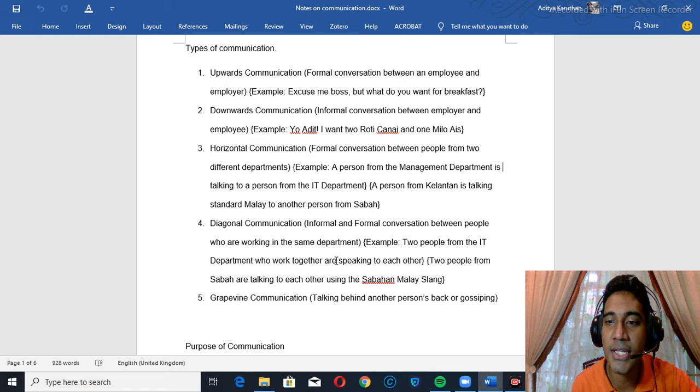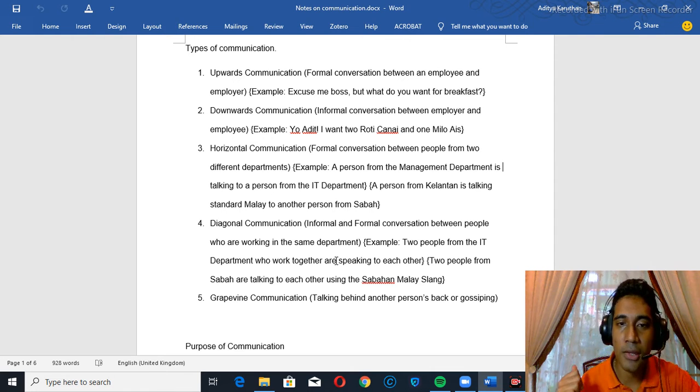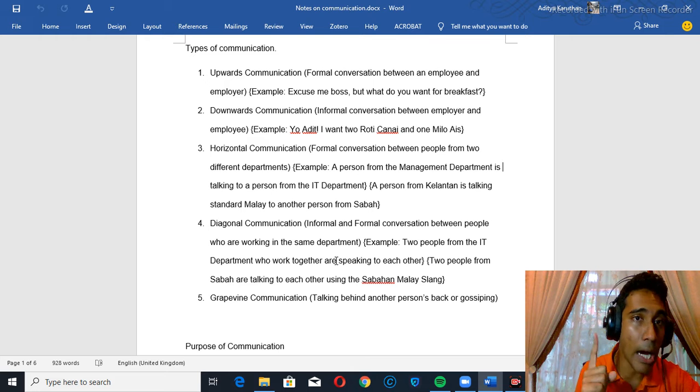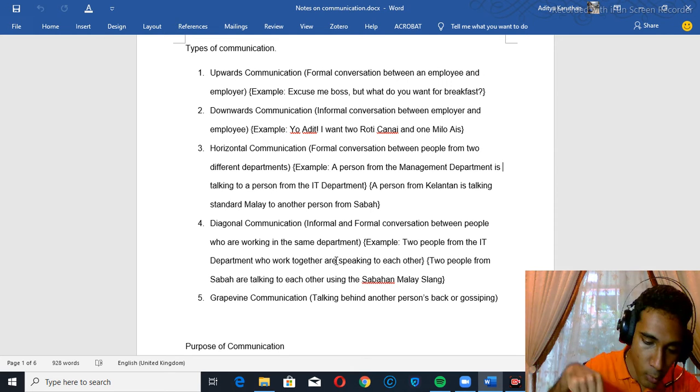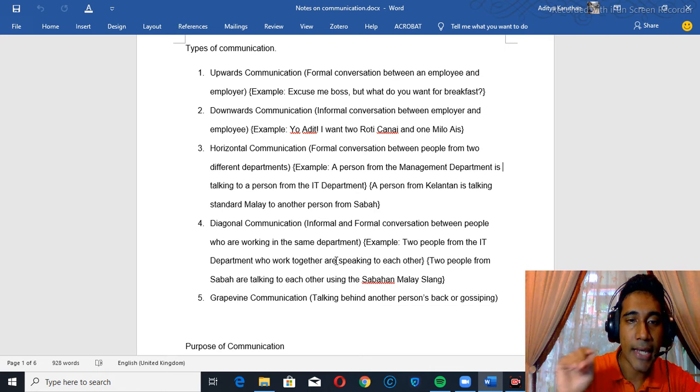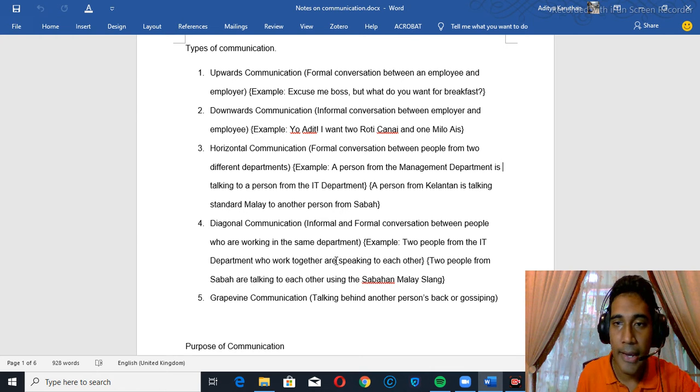Grapevine communication, talking behind another person. So there are 5 types of communication. Number 1, upwards. Number 2, downwards. Number 3, horizontal. Number 4, diagonal. And number 5, grapevine.